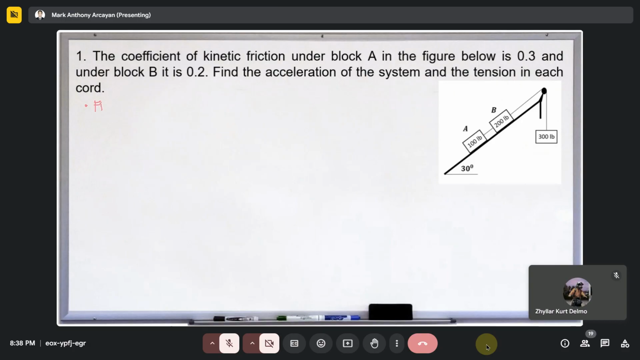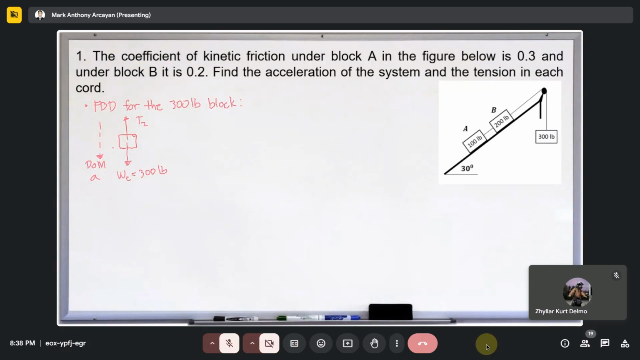FBD for the 300-pound block. Here we have the weight of this block, which is equal to 300 pounds, and it is being pulled upwards by T2. And since this block has the ability to pull these two blocks that rest on the inclined plane upwards, the direction of its motion is downwards. This is also the direction of its acceleration.